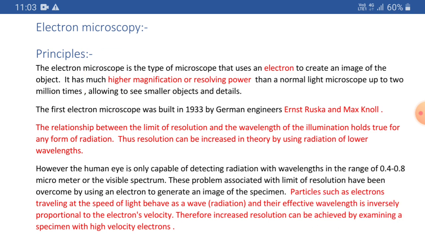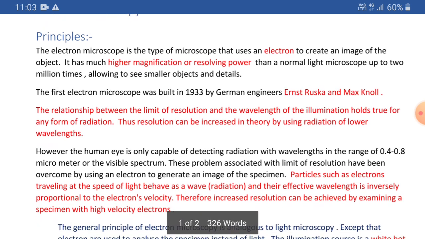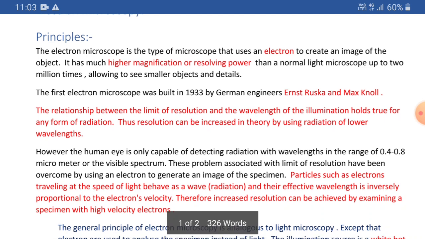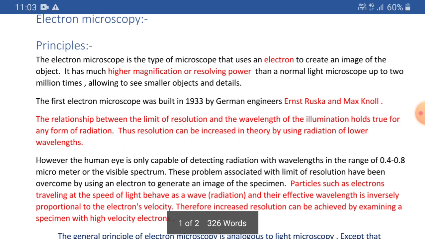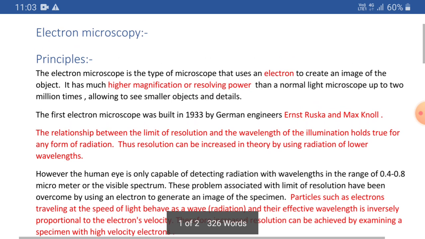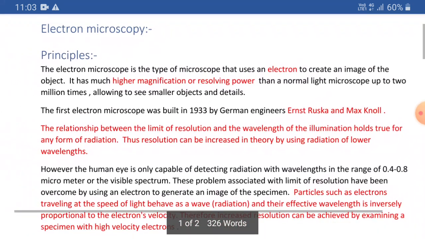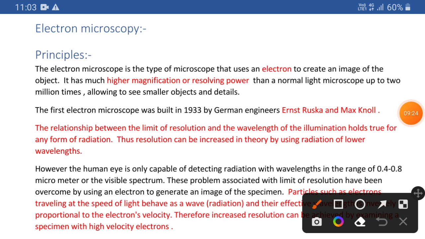Okay, so now before going to discuss electron microscopy, I would like to recommend you to go and watch the first video of microscopy, where I have discussed what resolution and magnification are, because the concept of resolution and magnification is important for you to understand the basic concept of electron microscopy. Why we are using electron microscopy, how electron microscopy creates a more magnified and resolved product as compared to light microscopy. Okay, so I will also try to give the link in the description. So you don't have to bother about this. So now let's start our electron microscopy discussion.